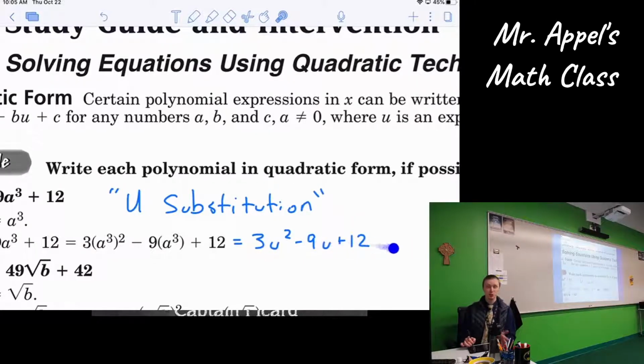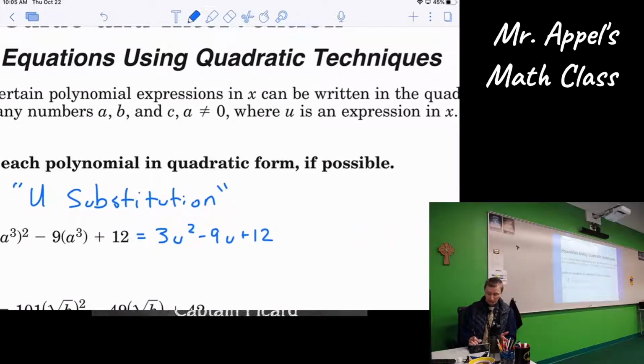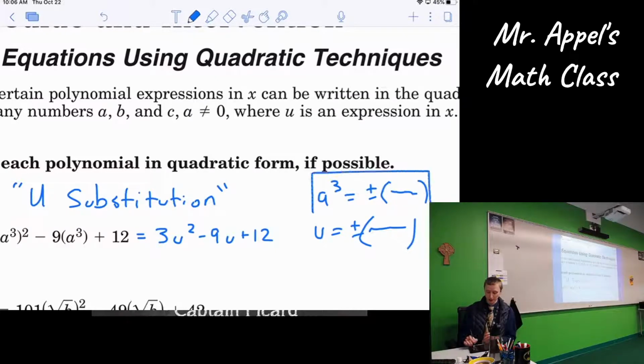But you can just go through, use your quadratic formula here. And you do that and you get some answer, right? U is equal to negative b plus or minus square root, all that good stuff. Whatever it ends up being, okay? Then go back one more step, un-U-substitute, and go back to, that means a cubed is whatever that answer was. Right. And now you have a much simpler equation to solve that way.